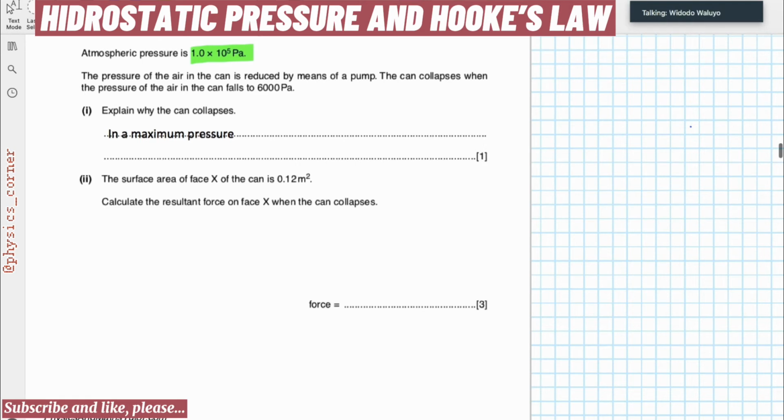Explain why the can collapses. Oh, this is because of the maximum pressure, ya. Pressure means, ini yang kemarin. This is like because the gas particles hit the wall, kayak dia menubuk dindingnya, dan dia maksimum adalah di 6,000 Pascal ya.